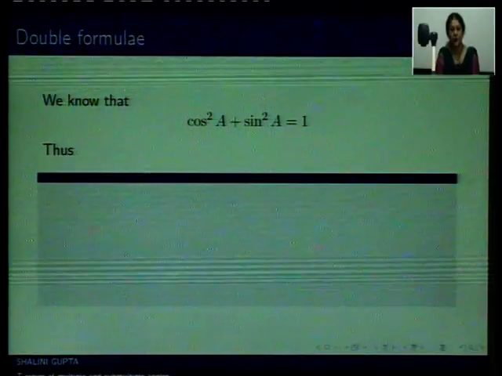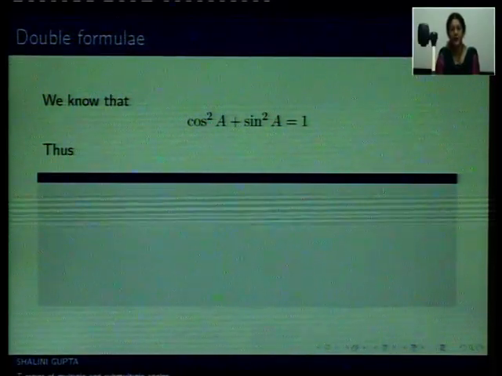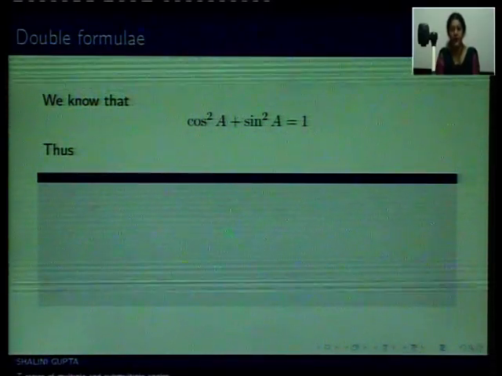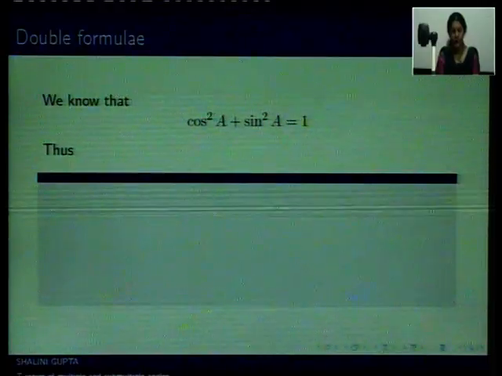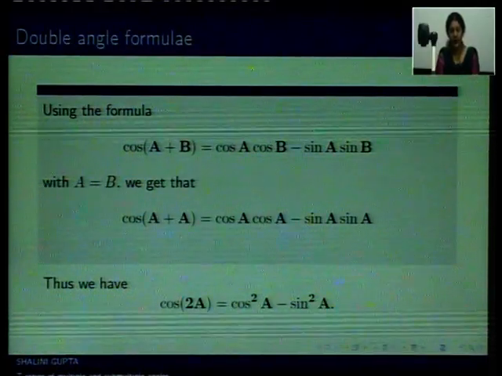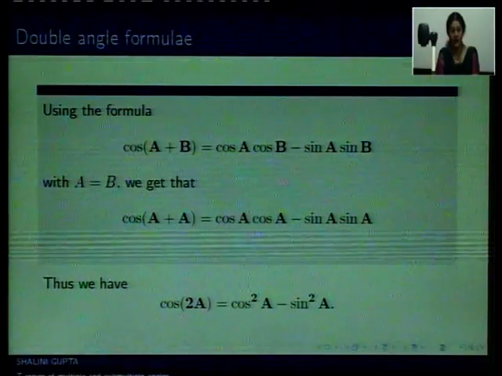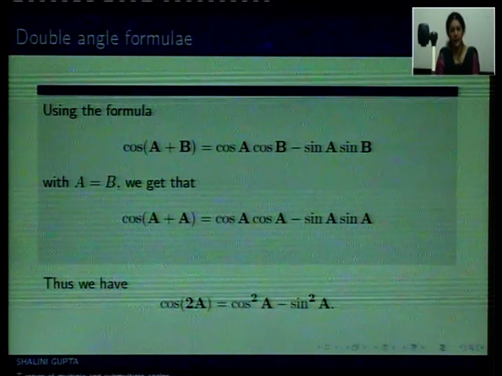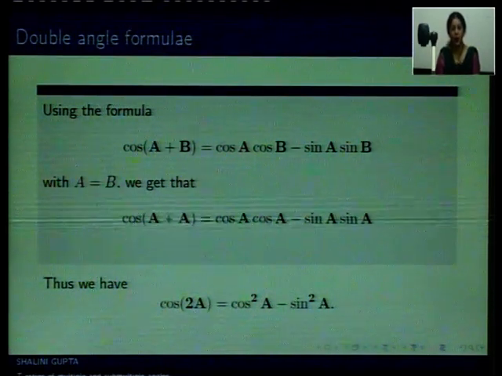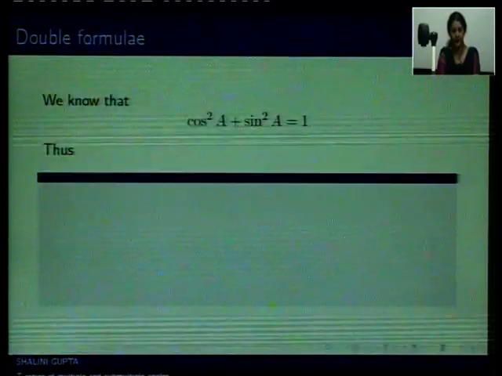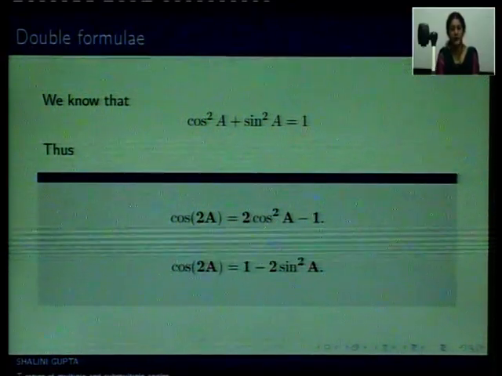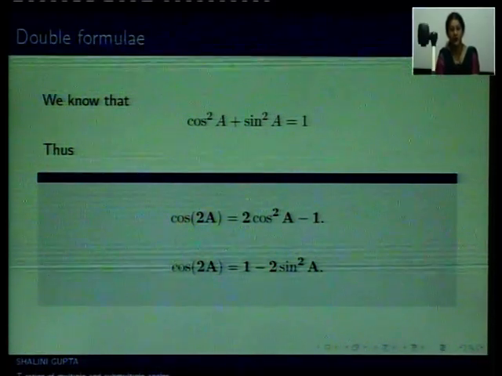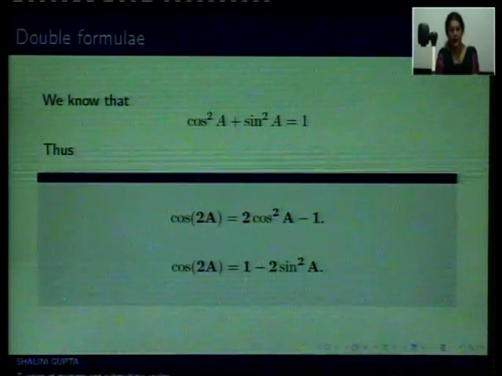This is a well known property that cos square a plus sine square a is 1. So from this expression, cos square a will be equal to 1 minus sine square a. So if I put cos square a equal to 1 minus sine square a, what will I get? Cos 2a is equal to 1 minus sine square a minus sine square a. So that becomes 1 minus 2 sine square a. So this is the equivalent expression for the double angle formula for cos 2a. Cos 2a is 1 minus 2 sine square a.